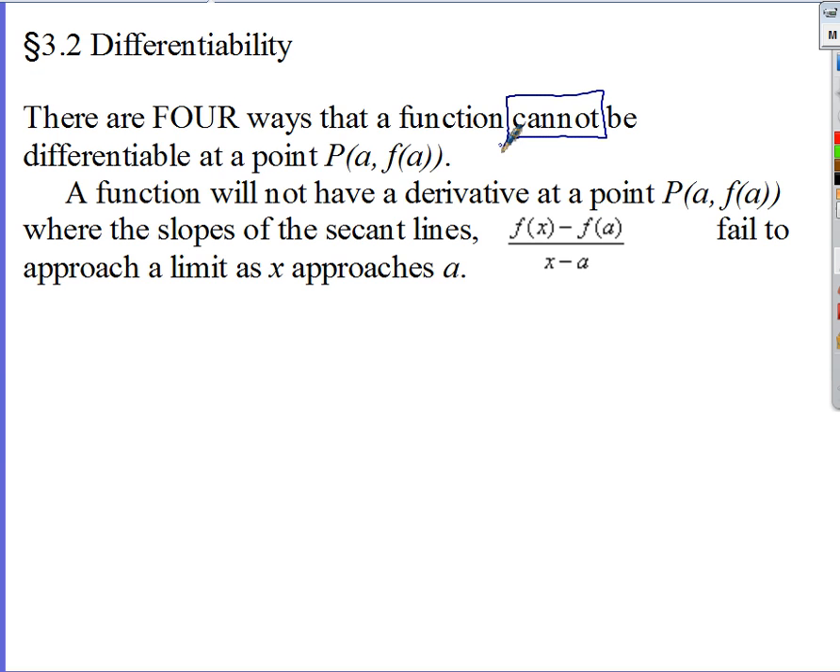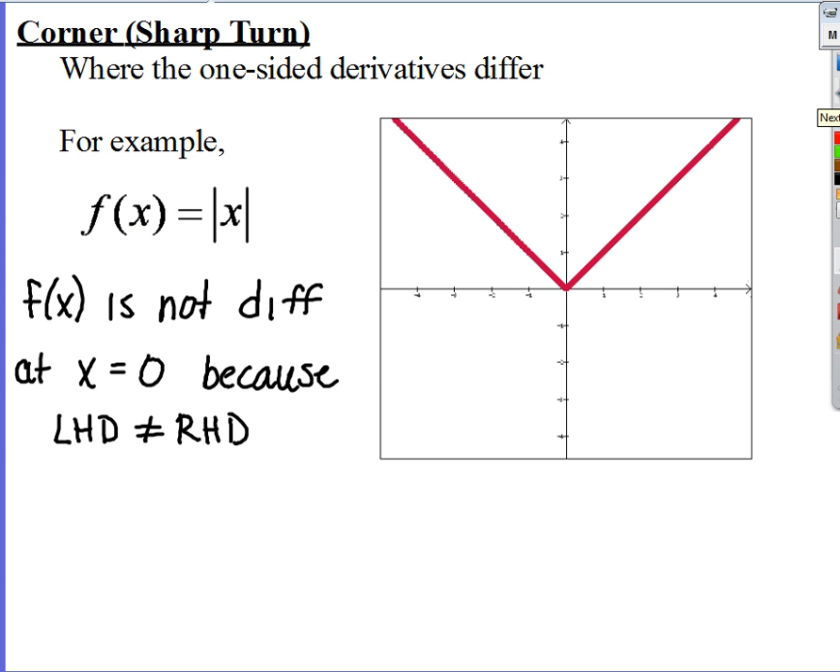So basically, here are the 4 different ways. A corner. The best example I can give you here would be an absolute value function. It's a V, and it has a corner right here at (0, 0). So f of x, absolute value, is not differentiable at x equals 0 because the left-hand derivative does not equal the right-hand derivative. The left-hand slope is not equal to the right-hand slope.